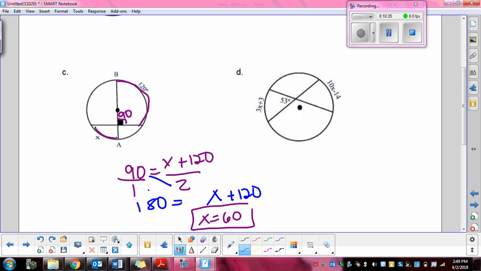So this arc is equal to 60. You guys can do the same thing for D. I want you guys to try it out. Plug it into the formula. My angle, which is 53, equals my arcs added up, doesn't matter which one you start with, 3x plus 3 plus 10x minus 14, divided by 2. Cross multiply. Combine like terms.